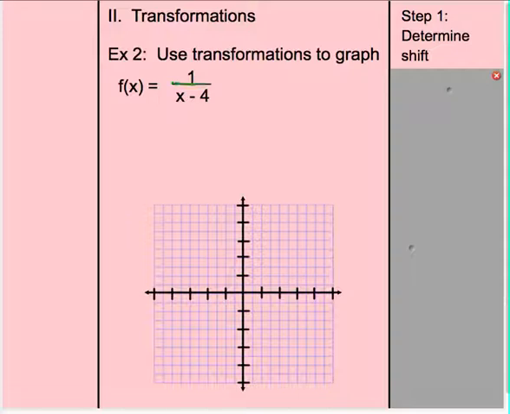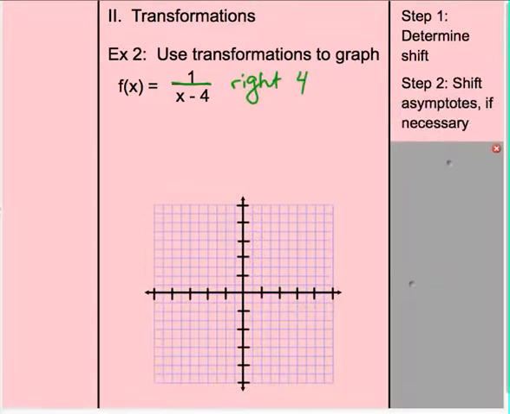So the shift, anything grouped with the x. In this case, our fraction bar acts like a grouping symbol. Anything grouped with the x is in the denominator. So it looks like a negative shift, but it is a positive shift, or right 4. Shift your asymptotes if necessary. So what this does is it shifts the origin right 4. So here's my new origin.